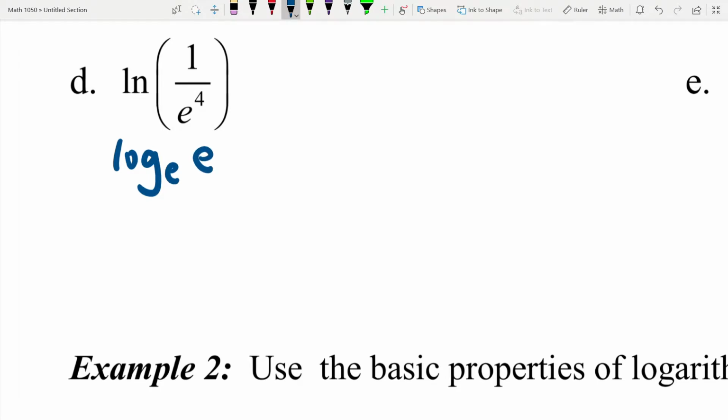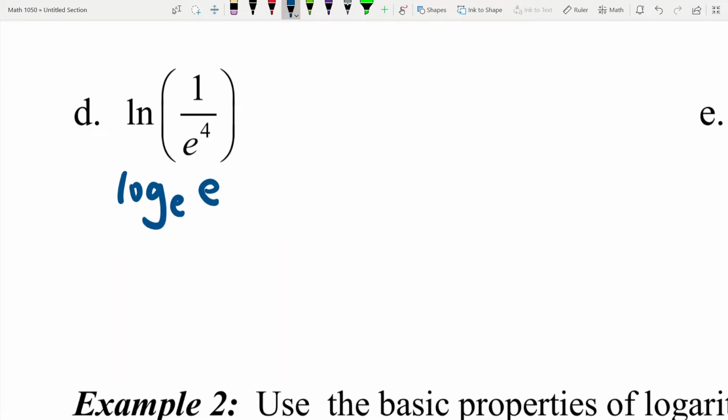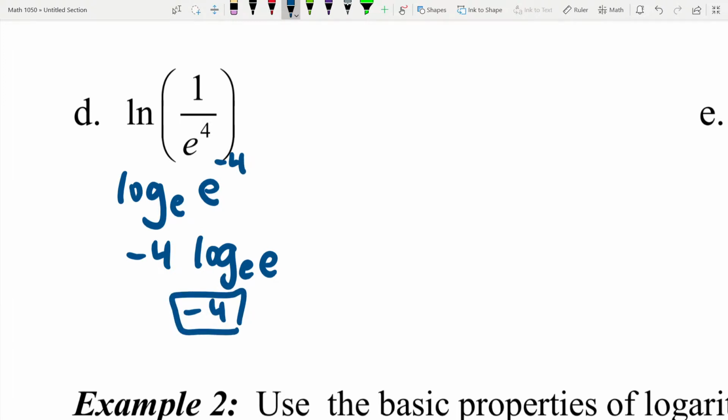See that e to the 4th that's on the bottom? I want him on the top. I want him on the main level. So when I bring the e to the 4th up, it becomes an e to the negative 4th. Tell me with one word what I should do now. Exponent. Pull that exponent down, right? So you have negative 4 log base e of e, which is equal to what, everybody? Negative 4.